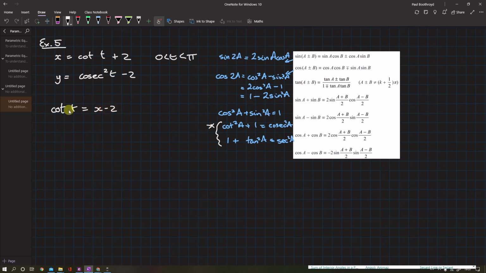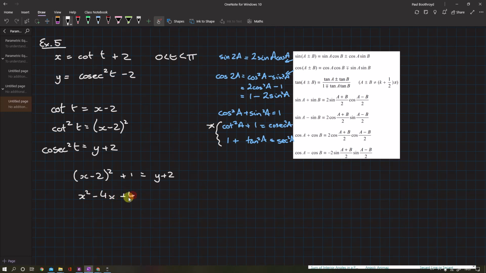Cot t is x minus 2, which means that cot squared t is x minus 2 all squared. We've got the cosec squared, so we just need to move that to the other side, and that is equal to y plus 2. Use the identity to drop the values in, so we've got x minus 2 all squared plus 1 must equal y plus 2. Rearrange, get everything together, so we've got x squared minus 4x plus 4 plus 1 minus 2 is equal to y.